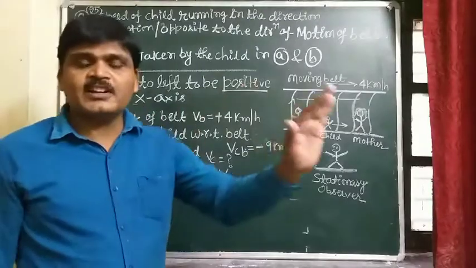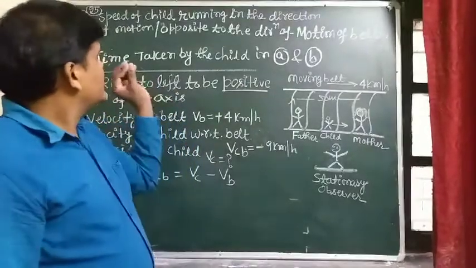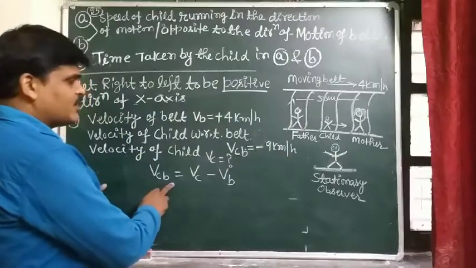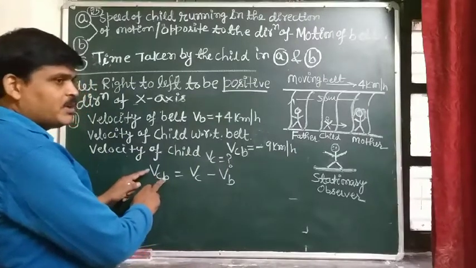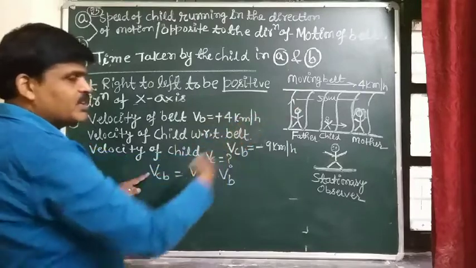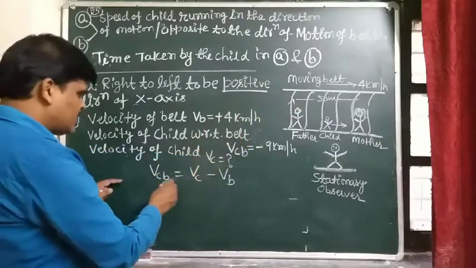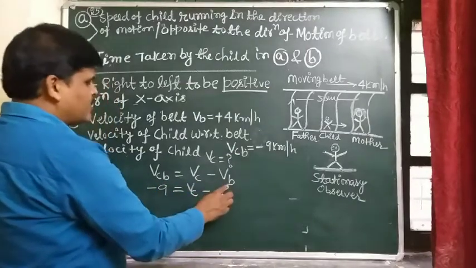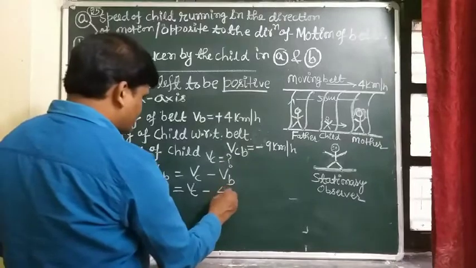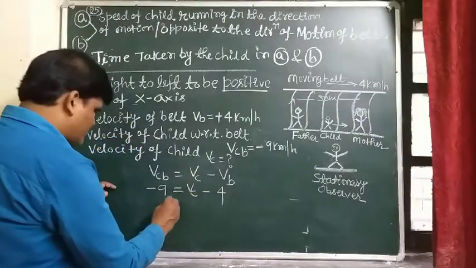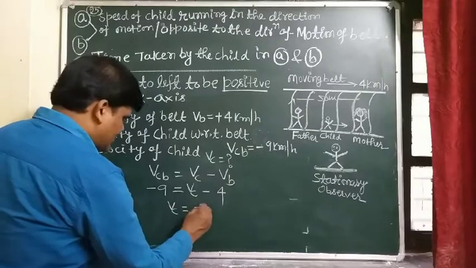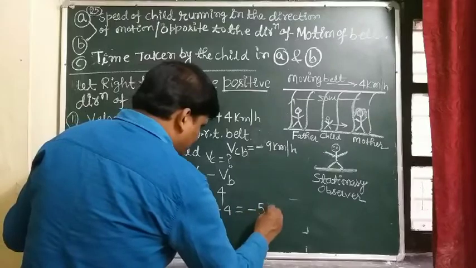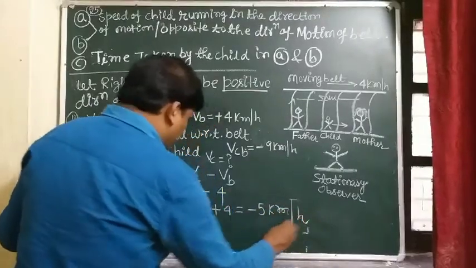In a straight line path, students, speed and velocity are the same. So here VCB: the motion of the child is in the opposite direction of the motion of the belt, so it is taken to be minus 9. Here VC we have to find, and VB is plus 4. Taking it to the left hand side, minus 9 plus 4, that is minus 5 kilometer per hour.